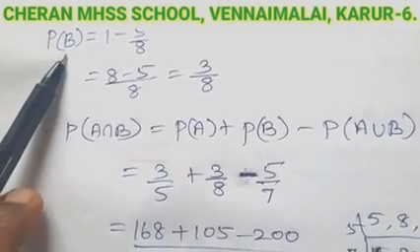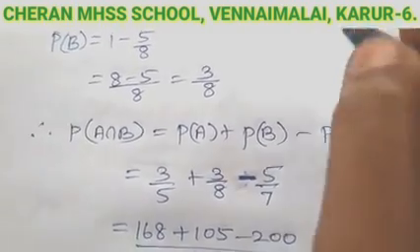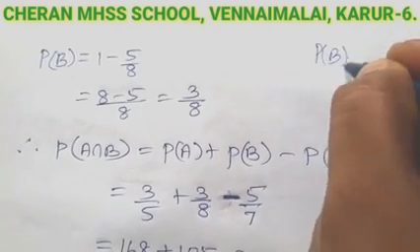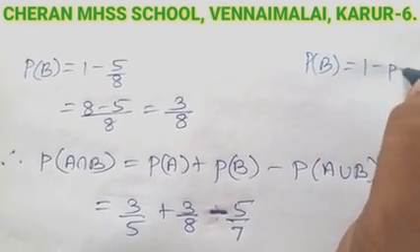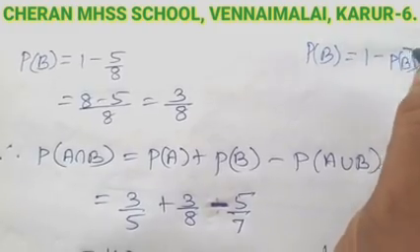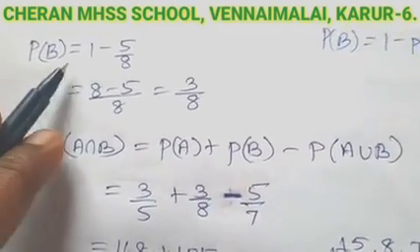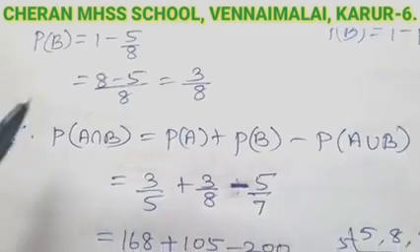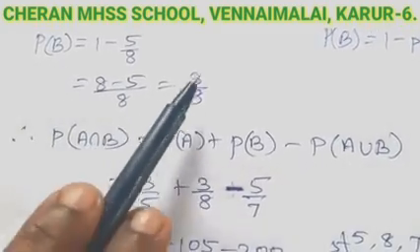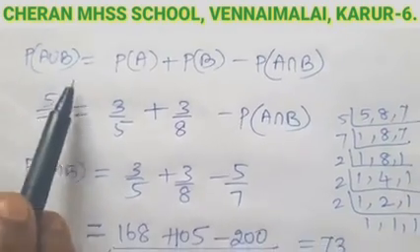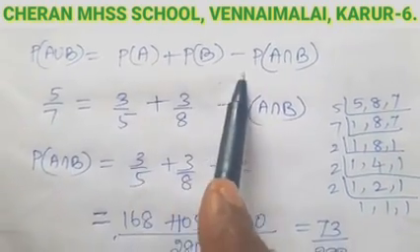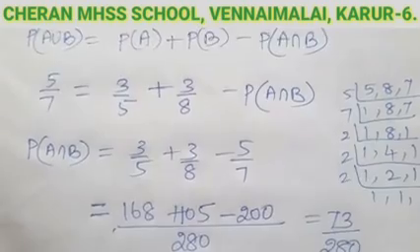P of B is equal to 1 minus P of B dash, or B bar. So we have written here P of B is equal to 1 minus 5 by 8. So it is 8 minus 5 by 8, which is 3 by 8. P of A union B is equal to P of A plus P of B minus P of A intersection B.